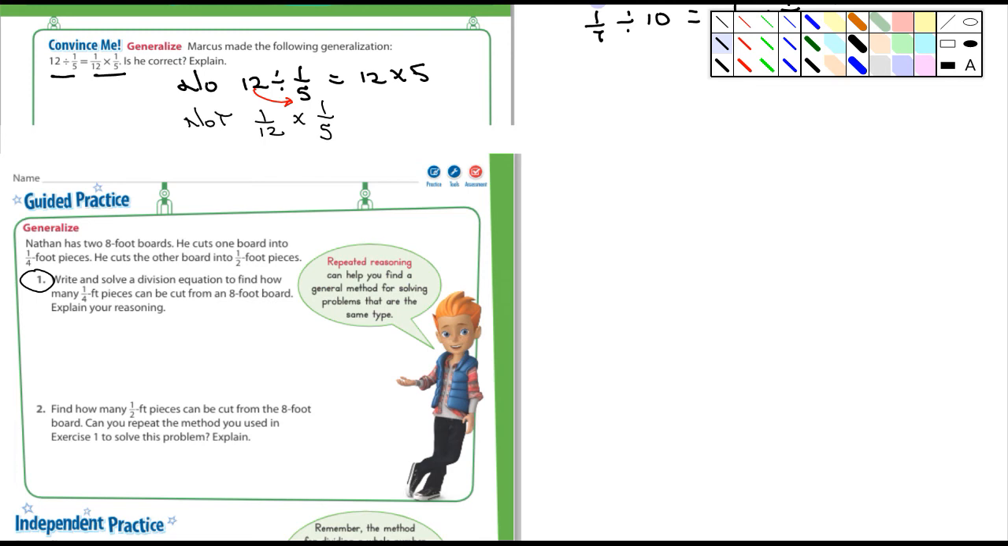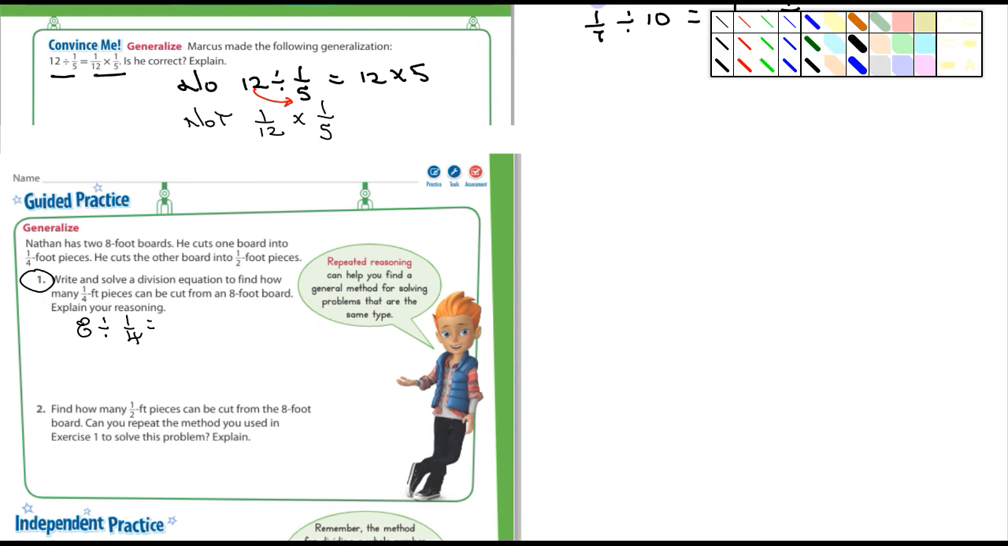Write and solve a division equation to find out how many 1/4 foot pieces can be cut from an 8-foot board. Well, what does that mean? That's going to be 8 divided by 1/4 equals. Number 2, it says find out how many 1/2 foot pieces. Okay, so I'm going to highlight this one, you guys, before I forget.